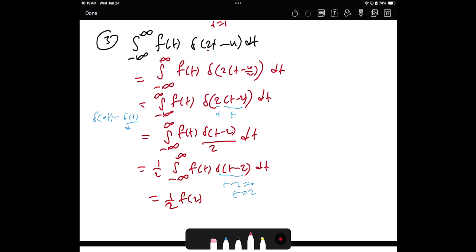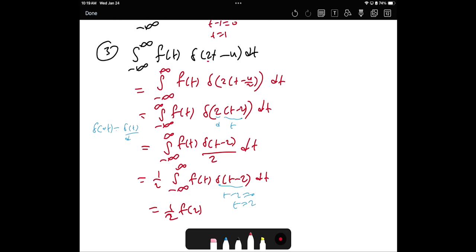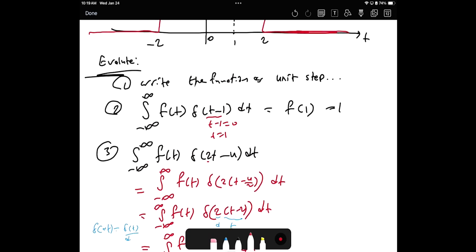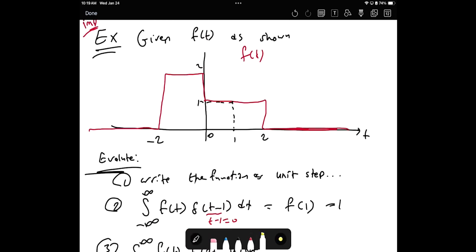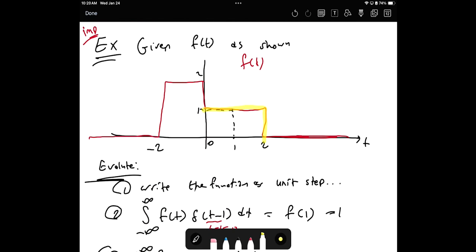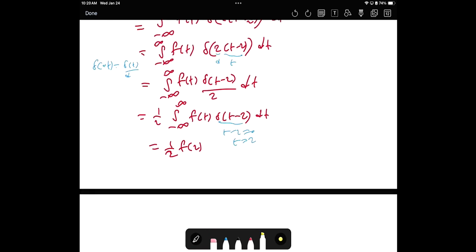Let's see here. Yes. Now, let's go to f of 2. Here is 2. f of 2 equals 1. Is this right? f of 2 equals 1. Therefore, it will be 1/2 times 1. So the answer will be 1/2.